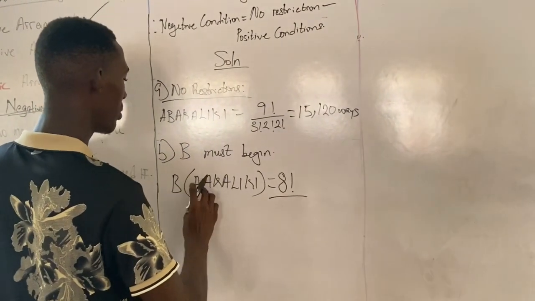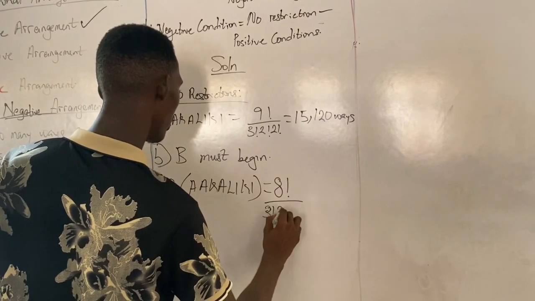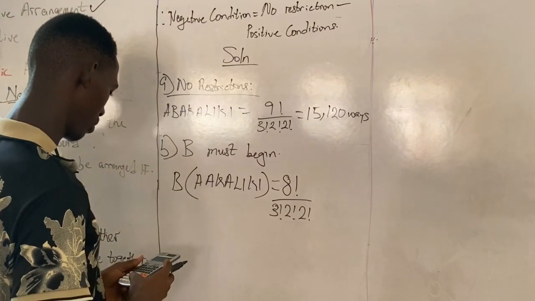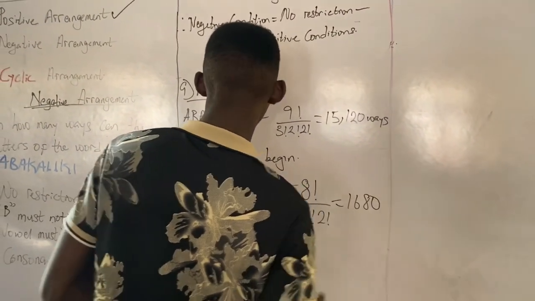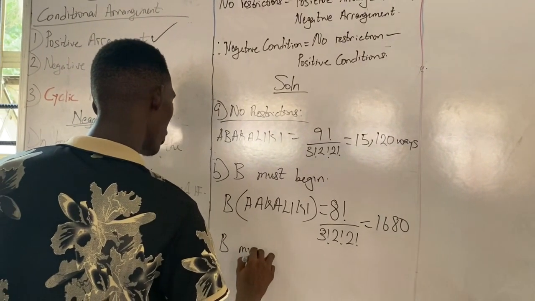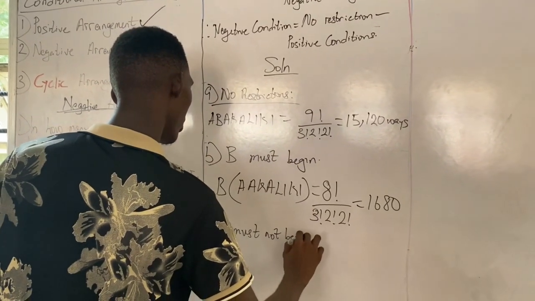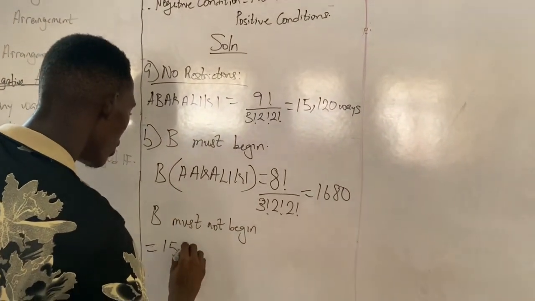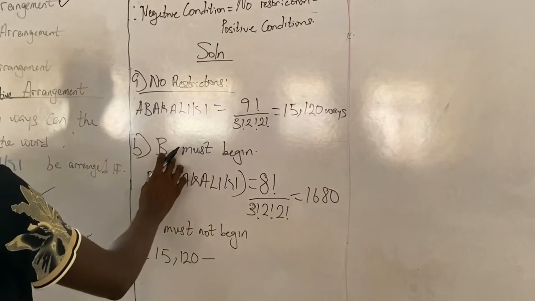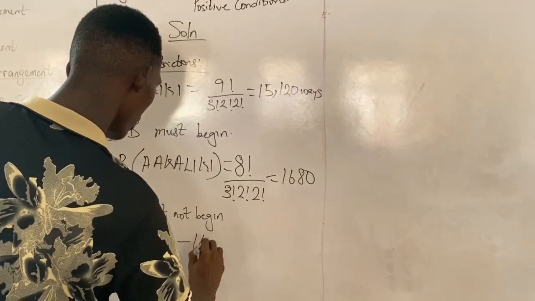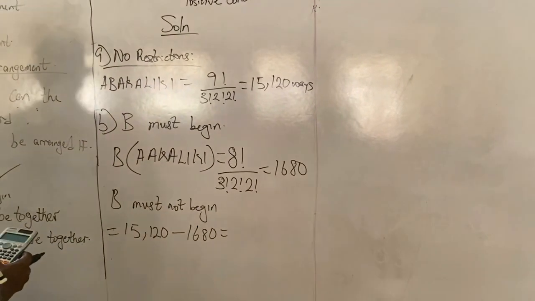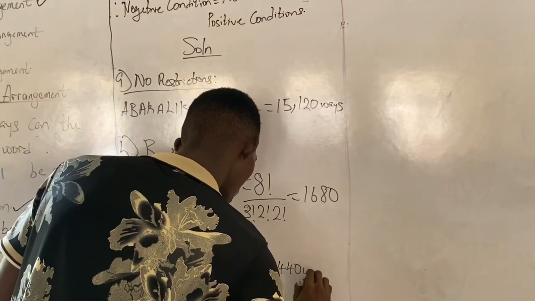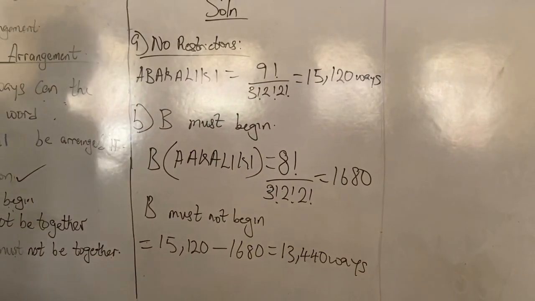Now, how many repetitions do we have? 3 repetition, 2 repetition, and 2 repetition. So this will give us 1,680. Therefore, if B must not begin, then it equals our no restrictions, 15,120, minus our positive arrangement, which is 1,680. Therefore, if B must not begin, there are 13,440 ways. Hope you are getting the pattern.